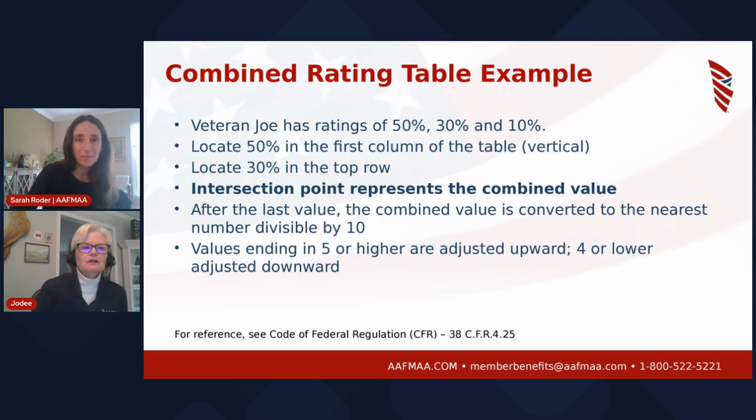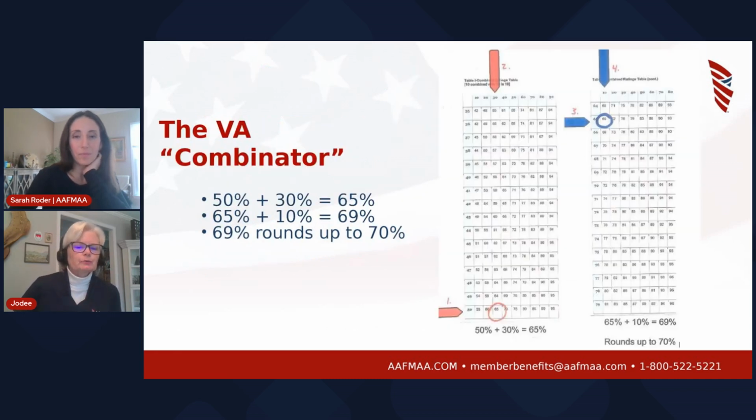So when we look at that combined rating table, we would find 50% in the first column of the table on the vertical edge. And if you look on the slide here, number 1 with an arrow is the 50% line. Okay, his second highest rating is 30%. So then you're going to take the top number 2 in red. That's the 30% row. Where those two intersect, right there, it comes up to 65%.